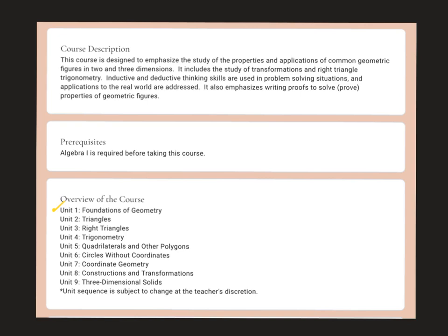Foundations of geometry. Let's lay our foundation: logic. We will be using logic throughout this course. That's how you move from step to step in an equation in solving it, and that's how you make proofs. That's how you can use reasoning to work through problem solving.